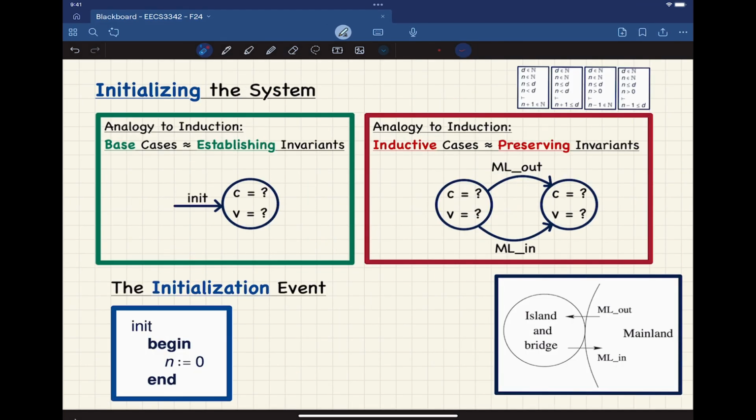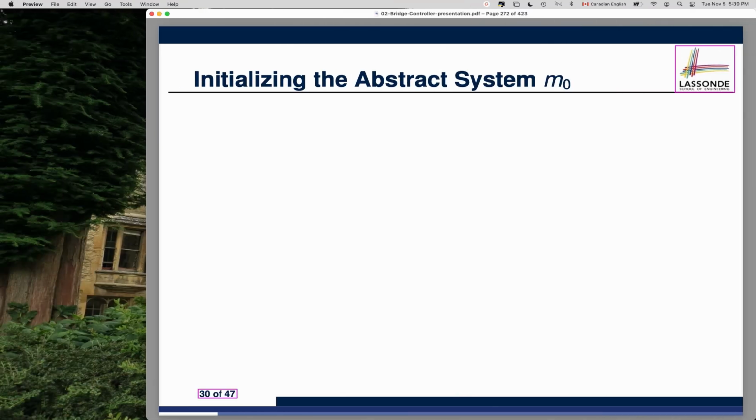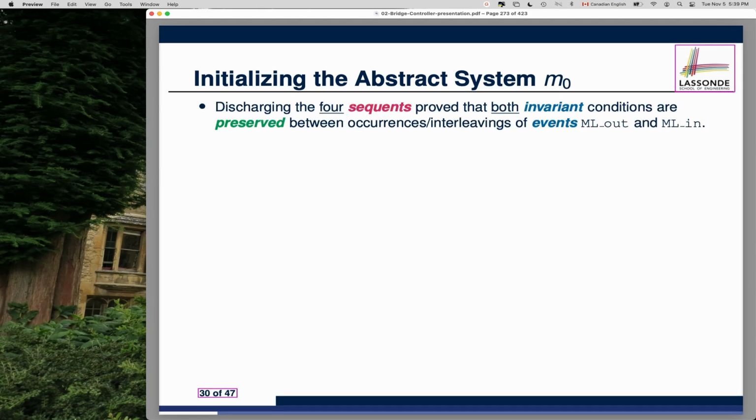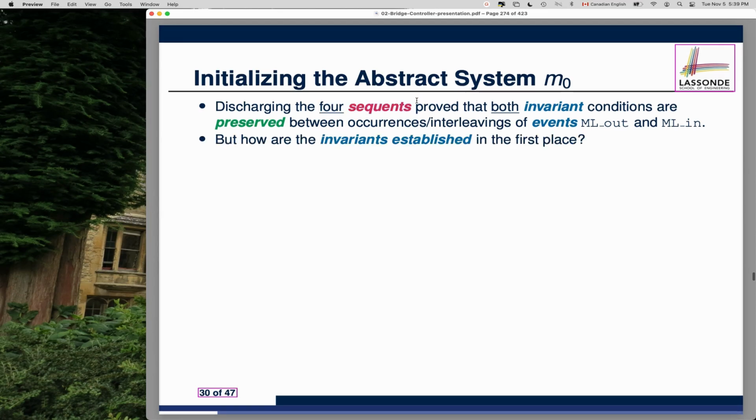Let's now start with initializing the system, establishing the invariants. So if you go to slide number 30. Okay. And so let's see over here. What we did earlier was about the 4 sequents related to invariant preservation. That's something we have done. But now it is important for you to know not only that you want to make sure invariants are preserved, are they established in the beginning to begin with? That's an important question to answer. So this is what we're going to do right now.